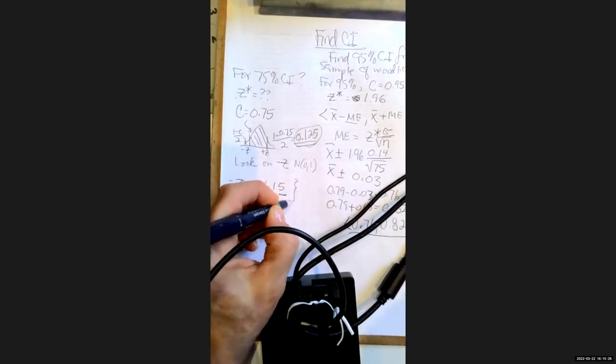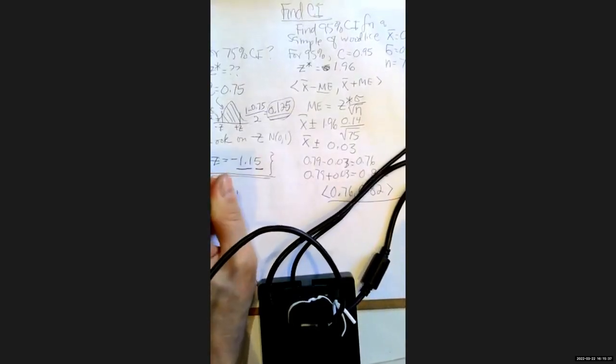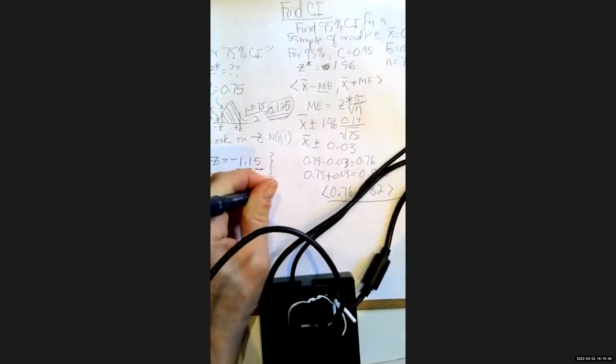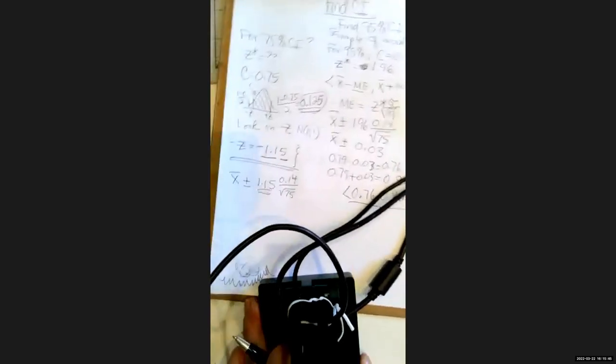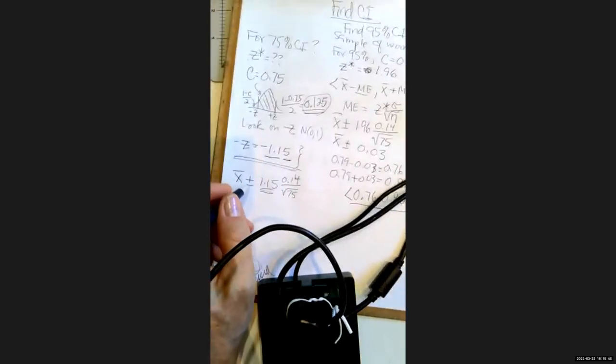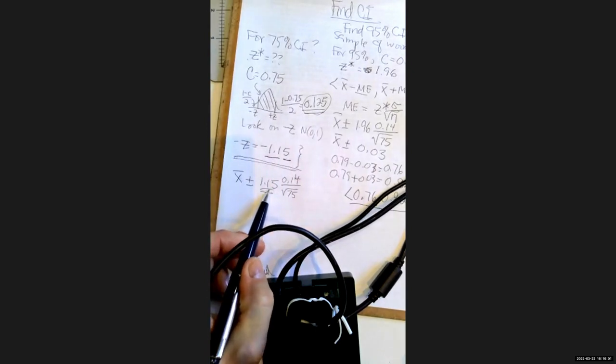So make sure that you have found this value in the standard normal table. Now, all we're going to do to find the endpoints of our interval is x bar plus or minus 1.15 times 0.14 over the square root of 75. We just substituted this different z star in there, and a 75% confidence interval is going to be skinnier. Our z star was 1.96. Our z star for our 75% confidence interval is 1.15.